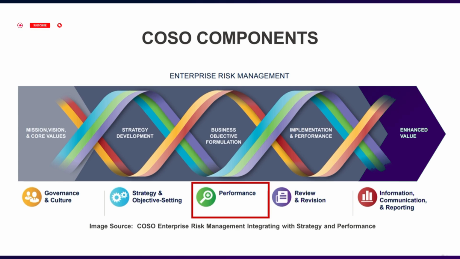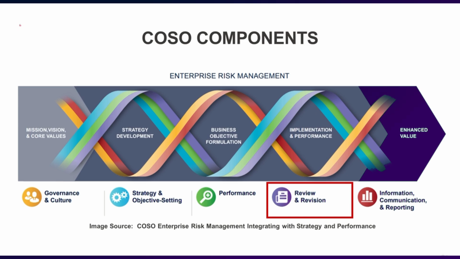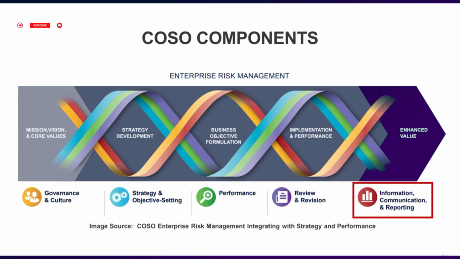Then you have review and revision. This is very similar to continuous monitoring. So by reviewing the performance, the effectiveness of the controls, how you have deployed them now, and how the organization is responding to the risks, you can take a look at how things are implemented and the overall performance of those implementations.